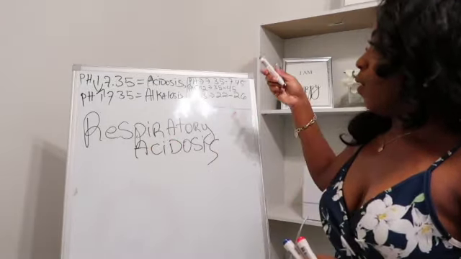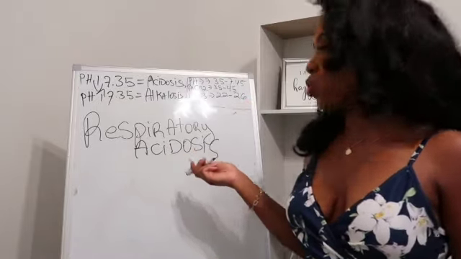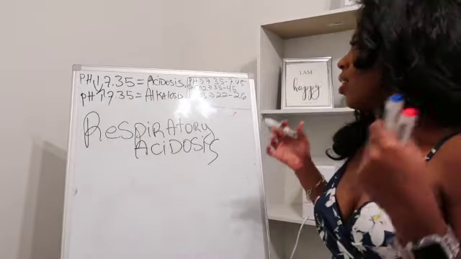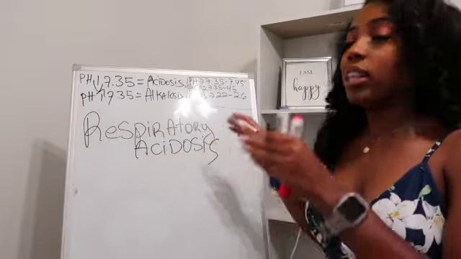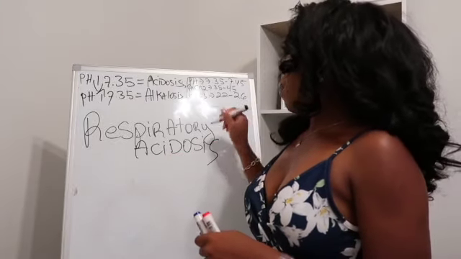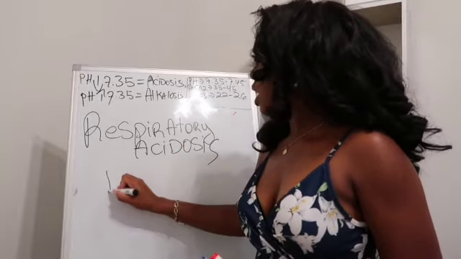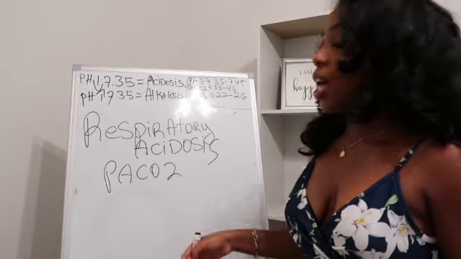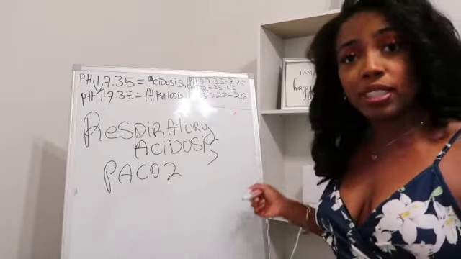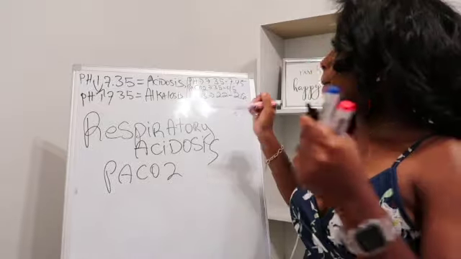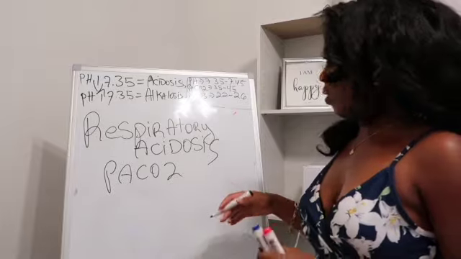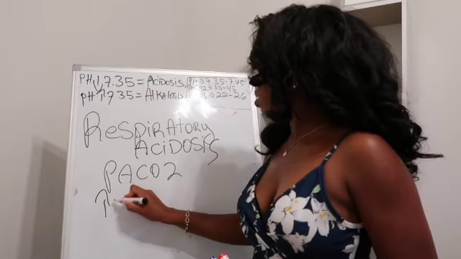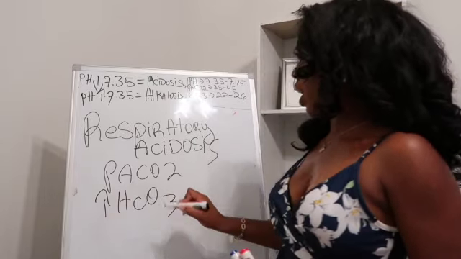So if the body senses that there's something wrong with the respiratory system, something wrong with the lungs, guess what? The kidneys will take over in trying to compensate for what's wrong with the lungs, okay? So if a patient has respiratory acidosis, something is wrong with the PaCO2. The kidneys will try to create more basic, more alkaline, okay? It will try to make the environment of the blood more alkaline. So you're going to see an increase of the HCO3, okay? I hope this makes sense.